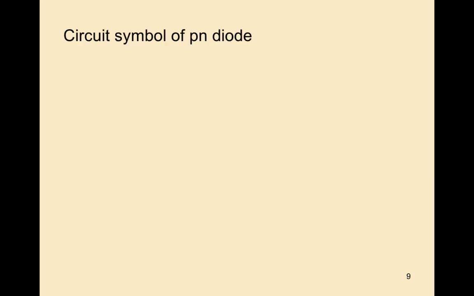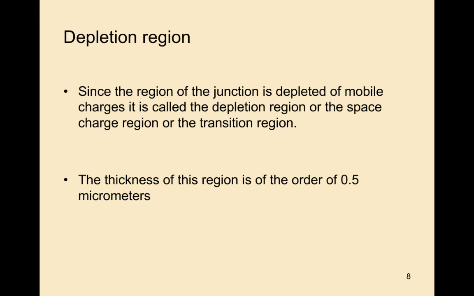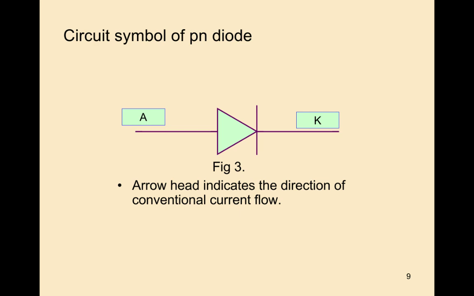Next we observe what the symbol of a p-n diode is. This is the symbol of the p-n diode: anode on the left side, cathode on the right side, one arrow and one straight line. See this in the figure. The arrow indicates the direction of conventional current flow. So in a p-n diode, anode and cathode will exist.